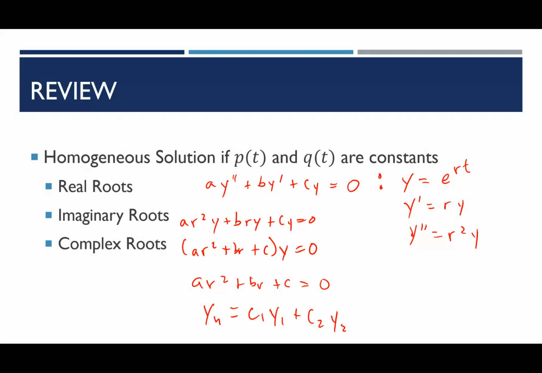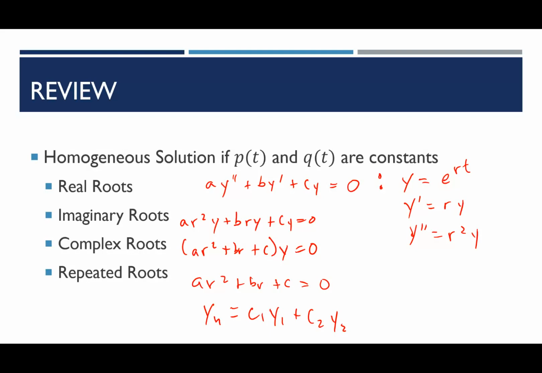If it's complex, you're just combining the two. Remember, a complex value is a real plus an imaginary. E raised to the real plus imaginary is e to the real times e to the imaginary. So the e to the imaginary part gives you the sinusoid, and the e to the real part gives you something like you had the first time.